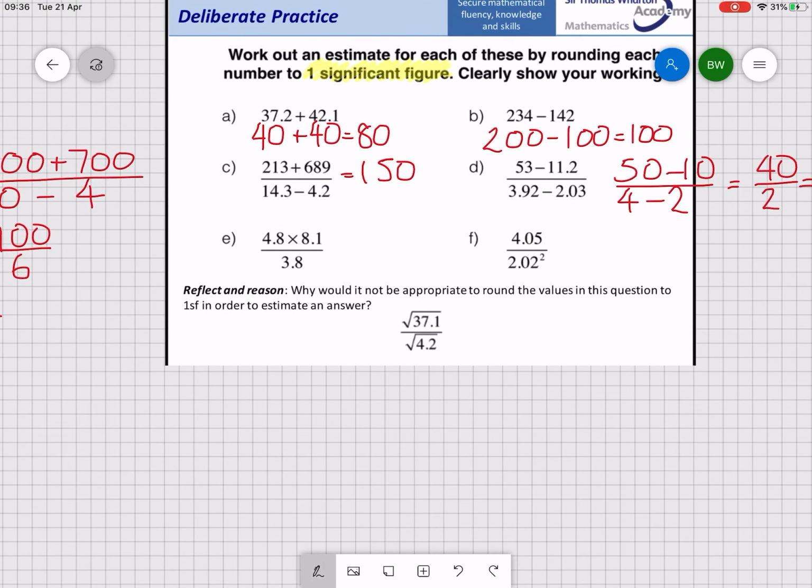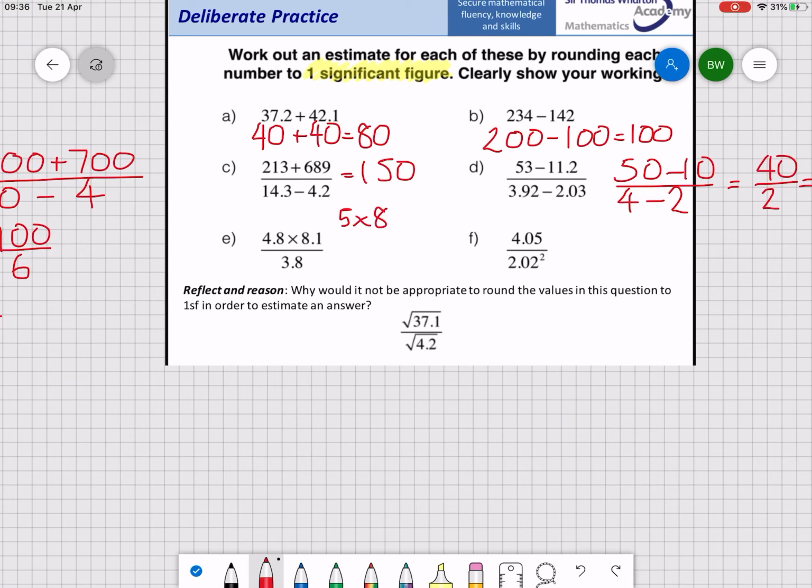And then if we look at the last two, so E, 5 times 8 divided by 4, so 40 divided by 4, which is 10. And then 4 divided by 2 squared, so 4 divided by 4, which is 1.